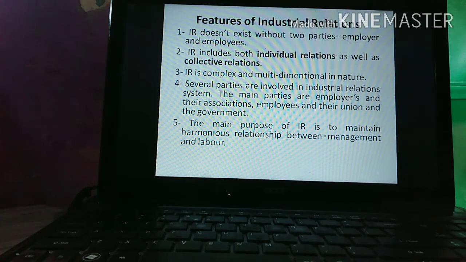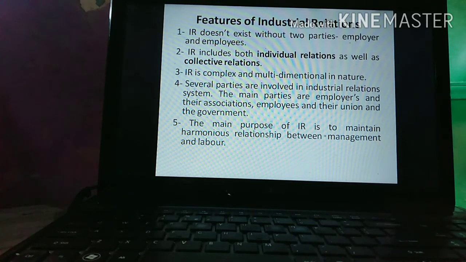Next, IR includes both individual relations as well as collective relations. Individual relations means the relationship which exists between the employer and the employees. Such a relationship is called individual relations. And collective relations means the relations between the employers' association, that is the board of directors, and the trade union, as well as the role of the state in regulating these relations. So this is the meaning of collective relations.